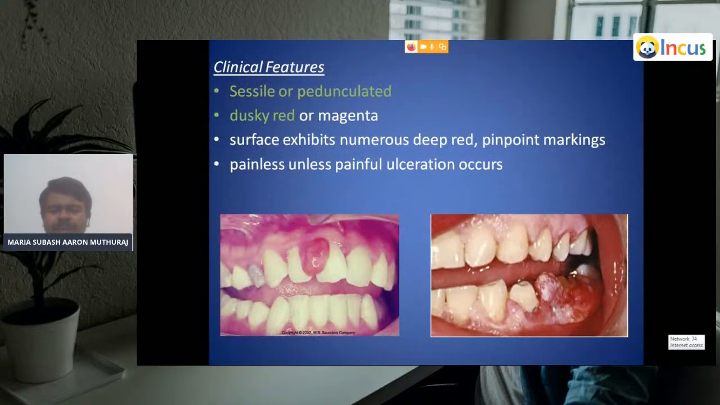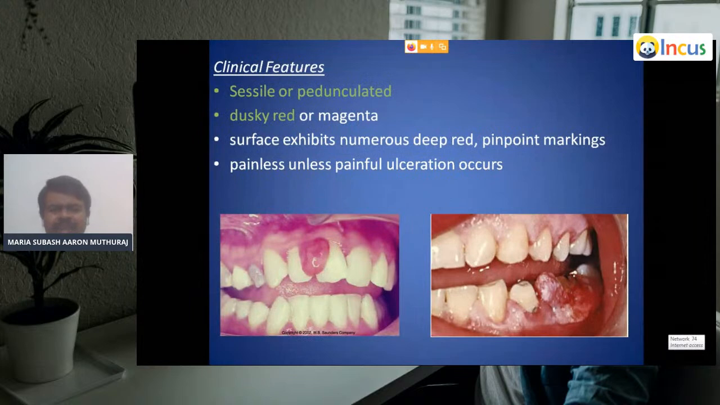Coming to the clinical features, sometimes it will be sessile or pedunculated. Sessile means there will be a broad base, and pedunculated means the lesion will be attached to the tissue with the help of a stalk. The color of the inflammation will be dusky red or magenta.